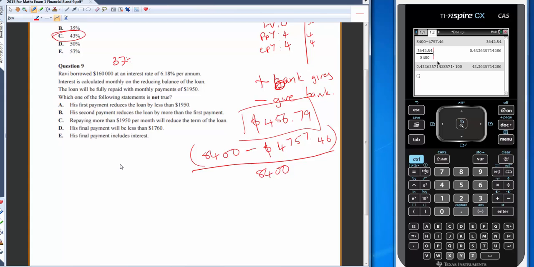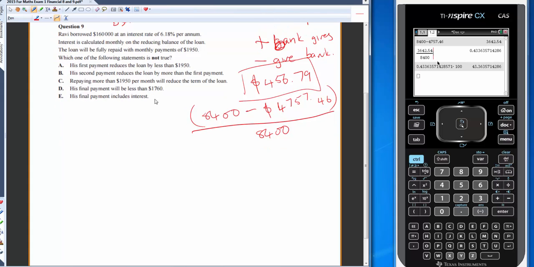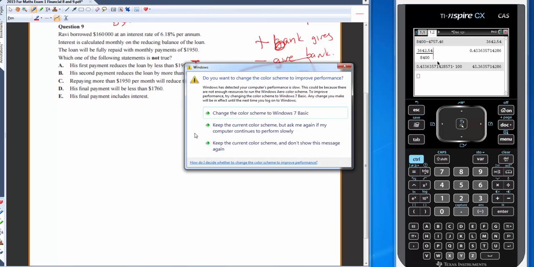Let's go through them one at a time and see if we can knock out a couple of options. His first payment reduces the loan by less than $1,950. Well, we know that that is true, because when I pay down a loan, of course I'm not going to pay off $1,950 of the $160,000 that I borrowed, because the bank is charging me interest. So in effect, I'm not going to pay off exactly $1,950, it's going to be less than that.